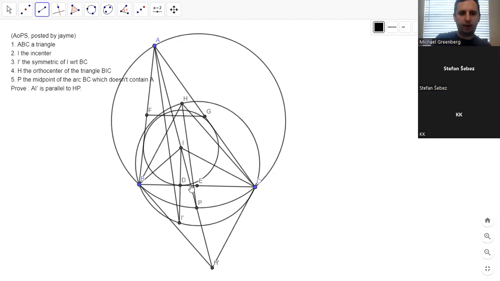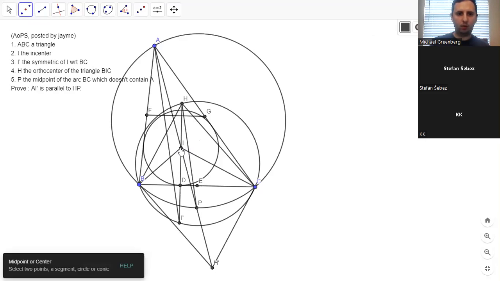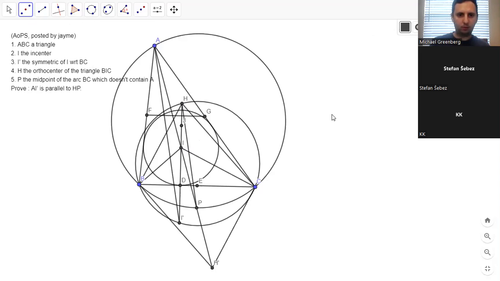Okay, so really we want to show AI over IP is II prime over IH. So IP, we kind of have a handle on. So this we know. We should get rid of point H and take the midpoint of AH instead. Midpoint of AH? IH. Oh, okay. Then we get rid of I prime. And we want to show that AD is parallel to JP. Yeah, okay, that's probably an easier way to do it.